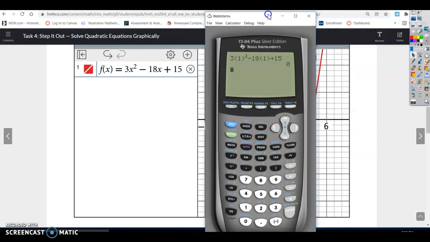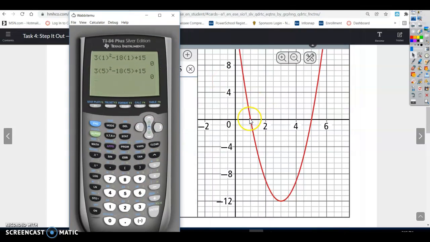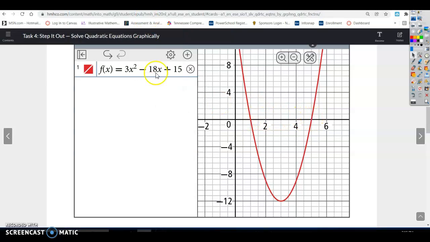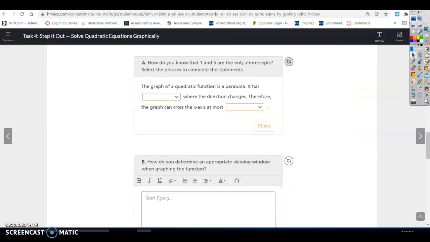And the other point was 5, so let's check 5 as well. So we're going to take the same function. We're going to do the exact same thing. Replace x with it. And that one gives you 0 as well. So you can visually see that it appears that 1 and 5 are your zeros, but this tells you that that is your two answers exactly by checking those algebraically.